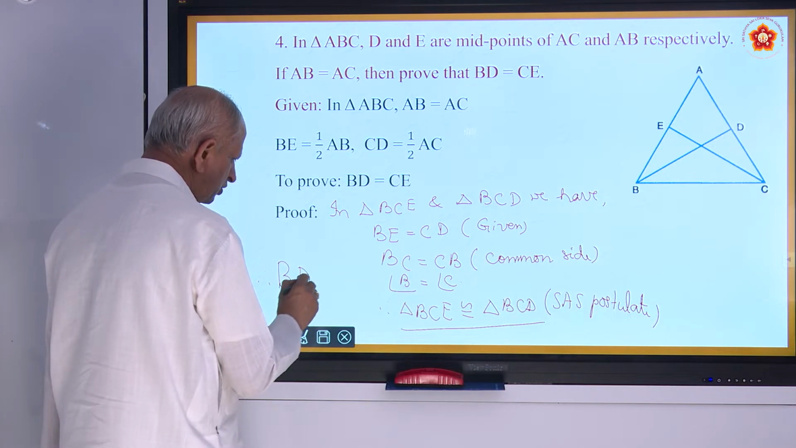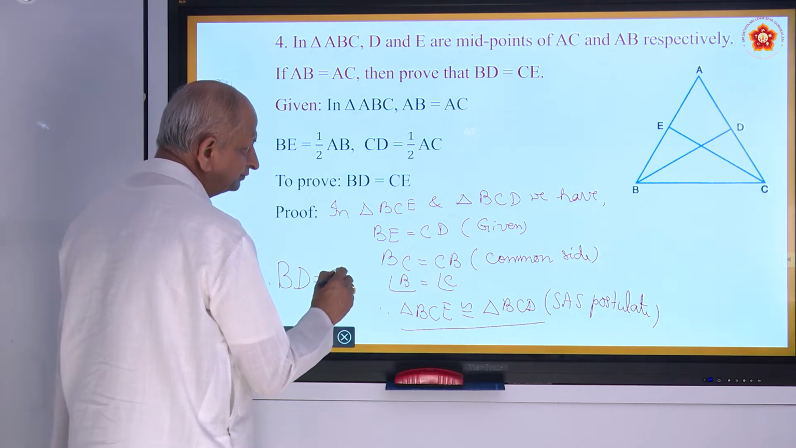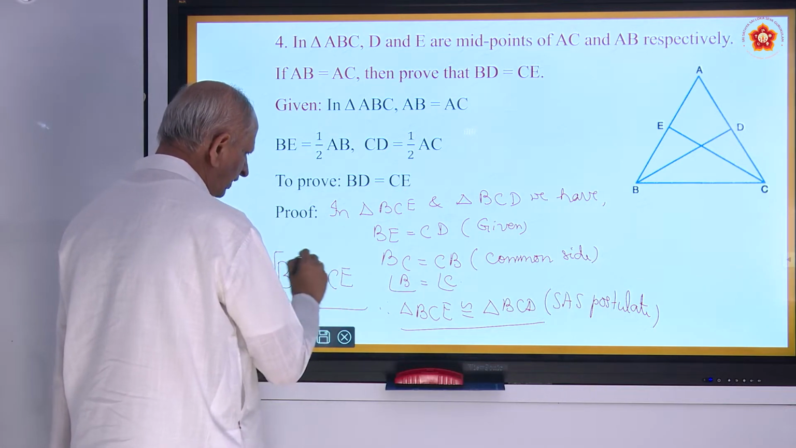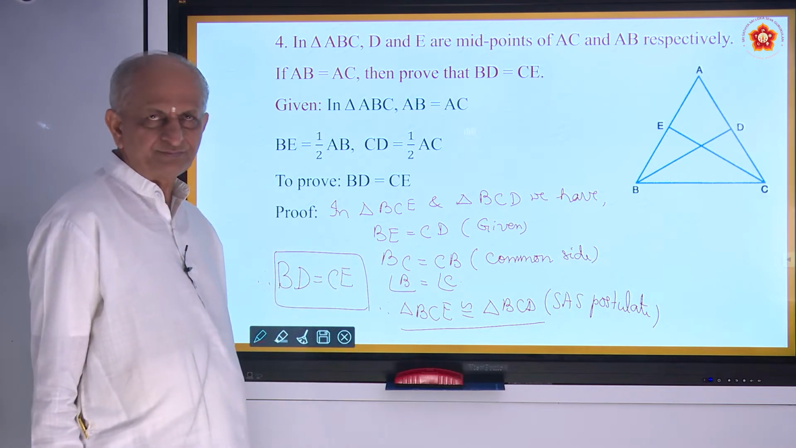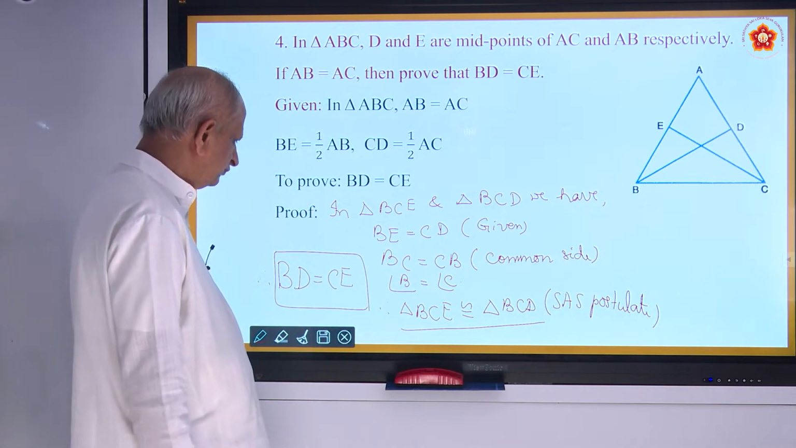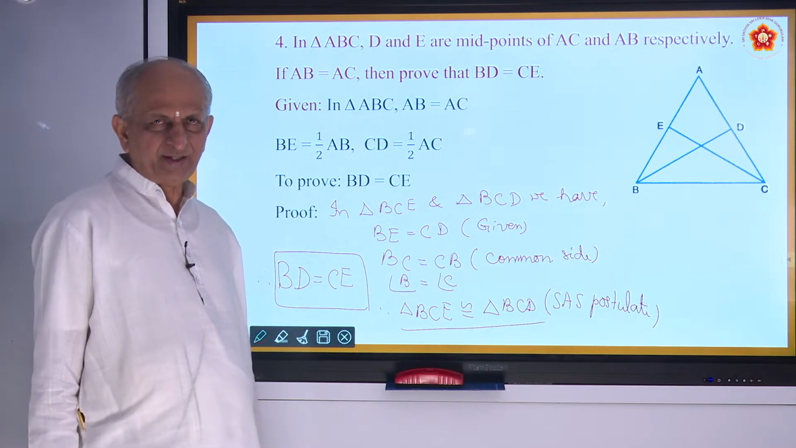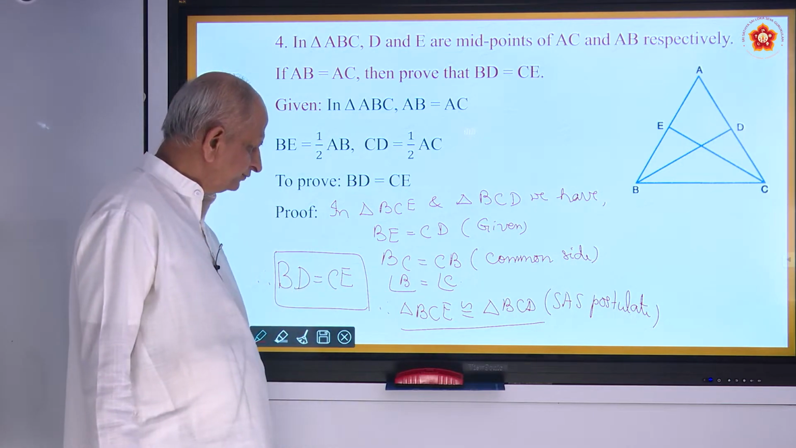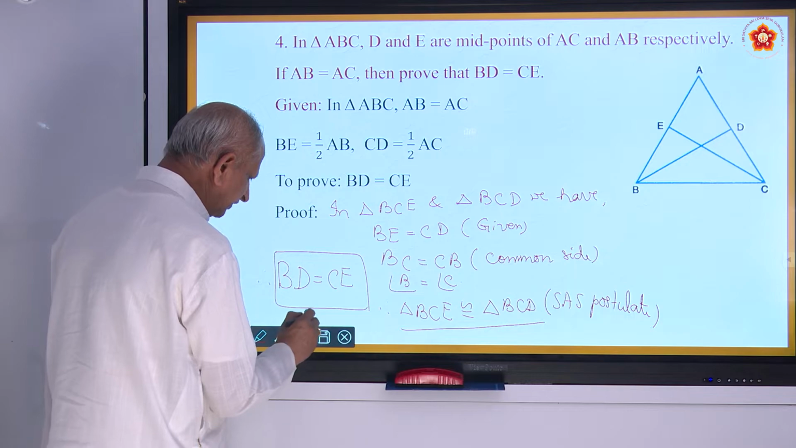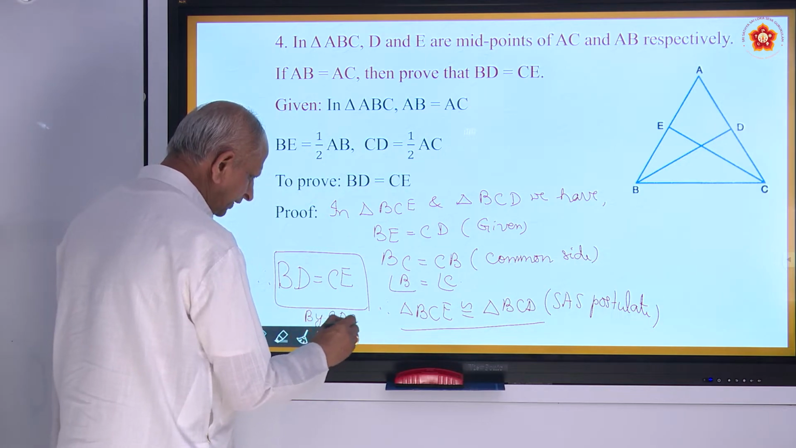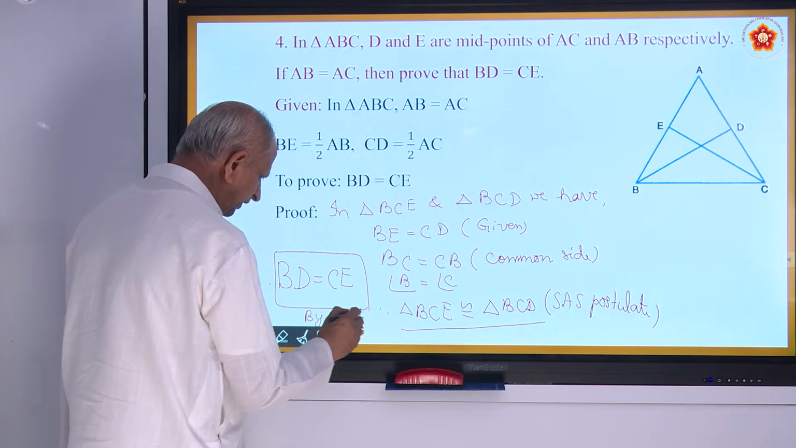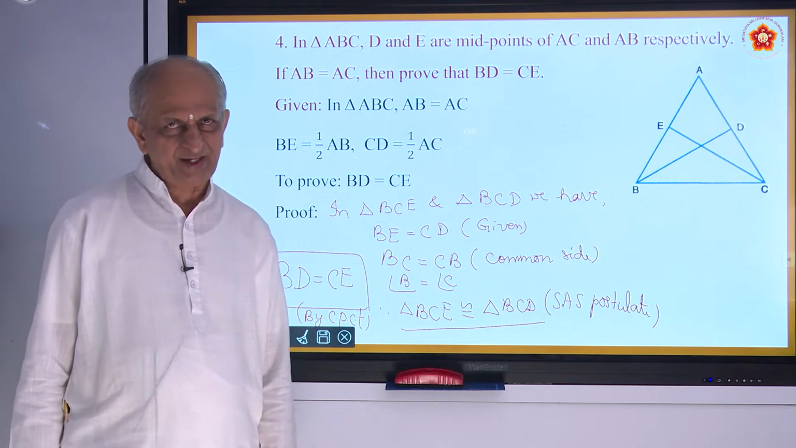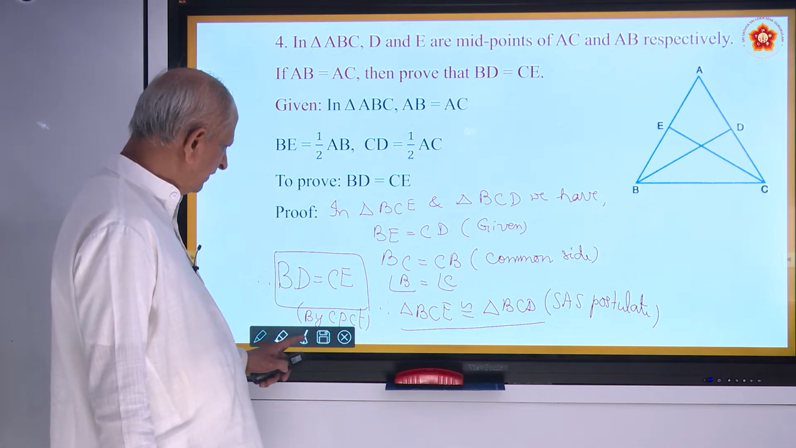Therefore, BD is equal to CE. Correct? That is the result. What are they? They are the medians. Medians are equal. In an isosceles triangle, medians drawn to the equal sides are equal. That is the understanding here. So, the reason is by CPCT. What is CPCT? Corresponding parts of congruent triangles. Okay. So, these are the home assignment.